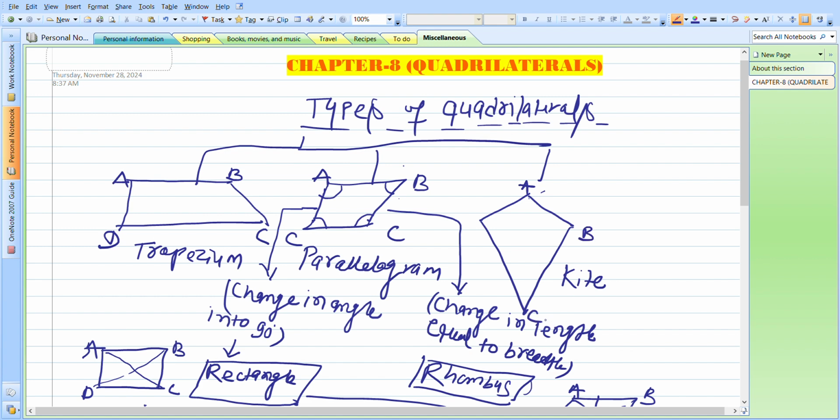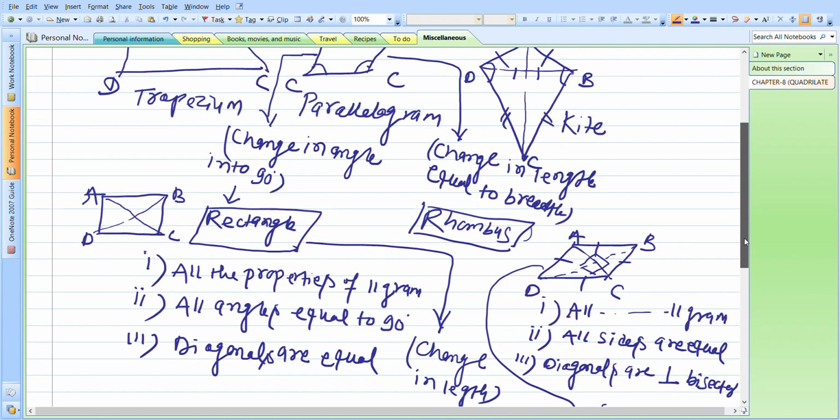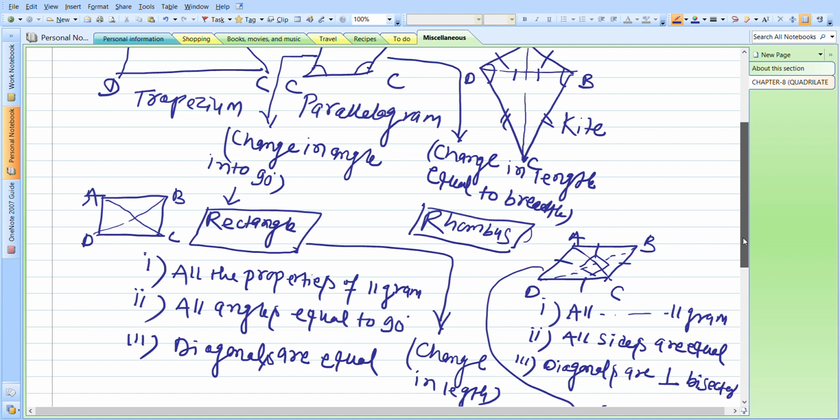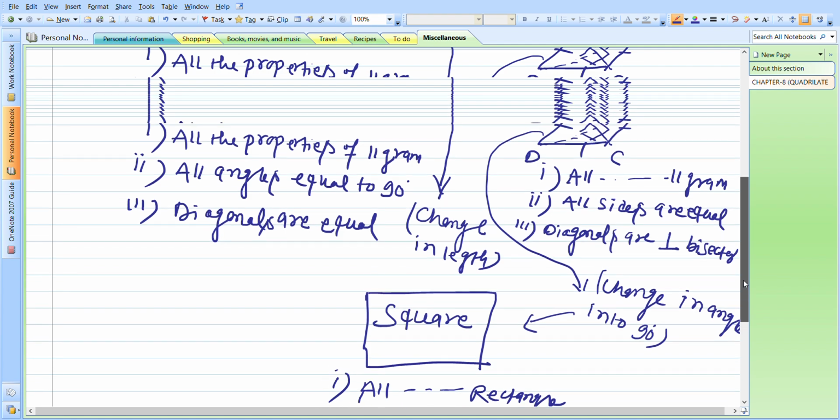ABCD: this side is equal to this side, and this side is equal to this side. Only one pair of angles is equal in a kite, and only one diagonal bisects the other. The remaining part, the types of parallelogram, we discussed recently: how to find the remaining types from the parallelogram. So this is the complete video about the quadrilateral and its types.